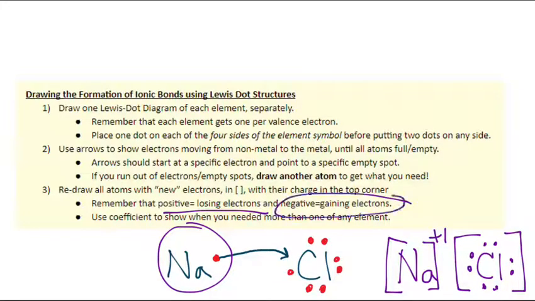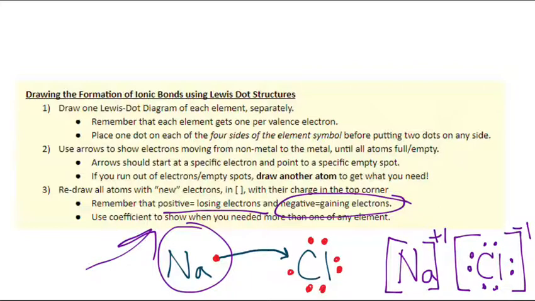Because chlorine is gaining electrons, that's going to make it negative, and because it just gained that 1 electron, that's negative 1. So that is our process. It mentions using coefficients, and I'll show you how to do that if I did need to have more than one atom.